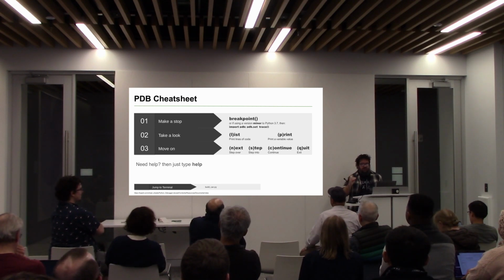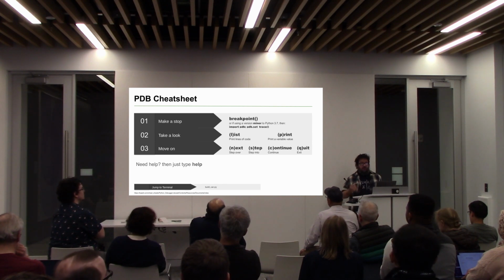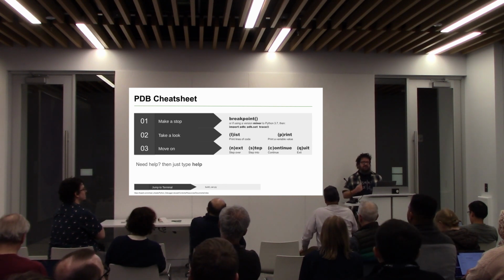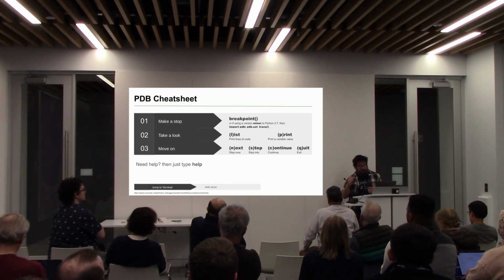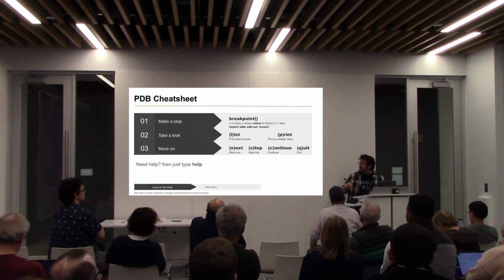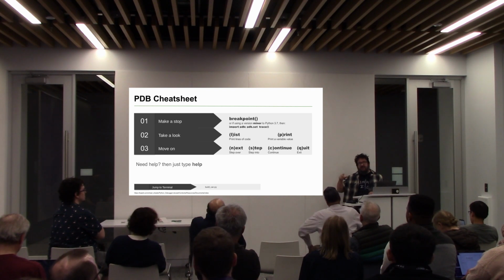So, breakpoint will stop the program. Then we want to take a look. For that, we can use in PDB the list command, or the shortcut is L. That will print a couple of lines of code from our program where we stopped the program. And then we have P, or print, that we can use to print the value of a variable.